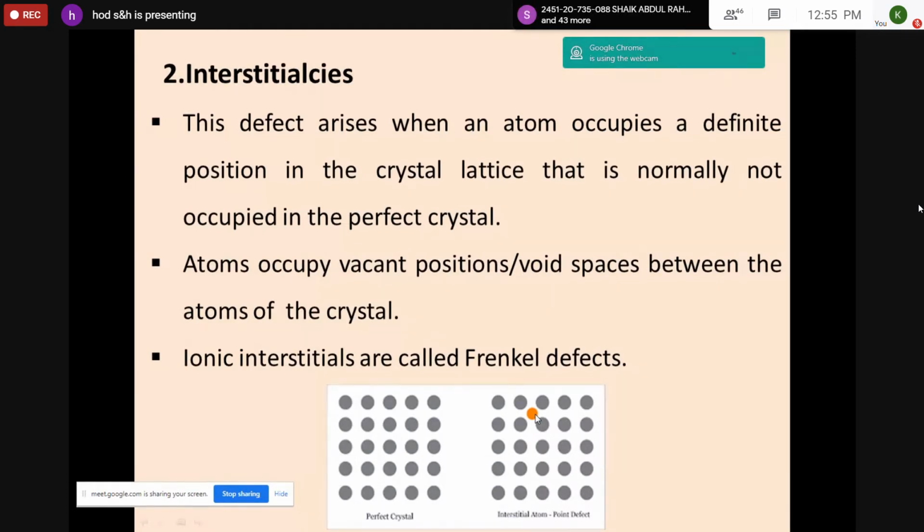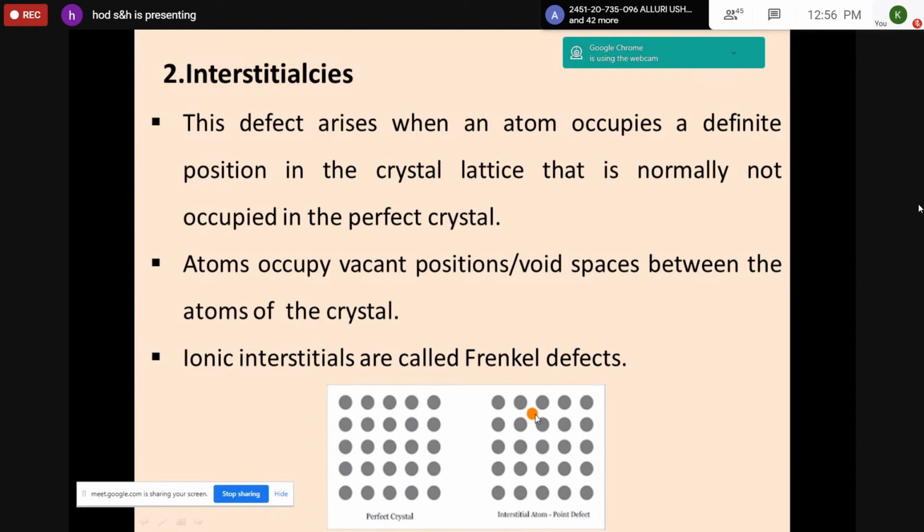So the second category in the point defects is interstitials. Here an atom or molecule or some ions occupy irregular positions, which are generally not occupied by a regular atom. So this causes certain distortion in the crystal. This is called interstitials. In general, these atoms occupy vacant positions because between two layers some gap will be there. They occupy that position or void space between the atoms of the crystal. And ionic interstitials are called Frenkel defects.